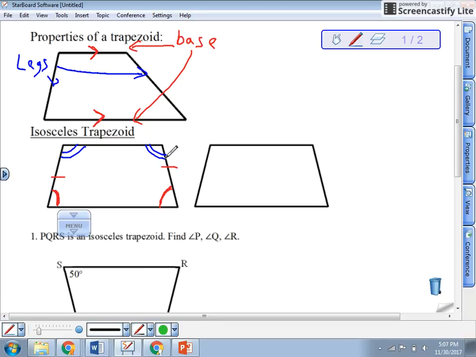Now, the part that you have to remember is top and bottom. These will add to 180, or they're going to be supplementary. So keep that in mind. Not only will each set be congruent, but the top and bottom will add to 180.